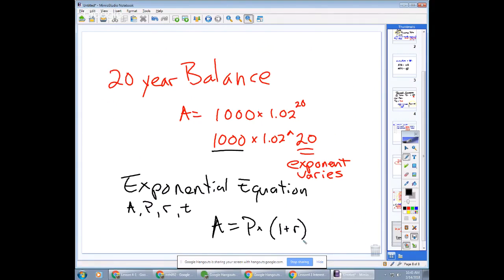Where does t, the time, go? Emily, pick up. You got this. Up above, as the exponent right there. So this is the exponential version of repeated interest calculations. This is called compound interest. All compound interest is repeated simple interest.